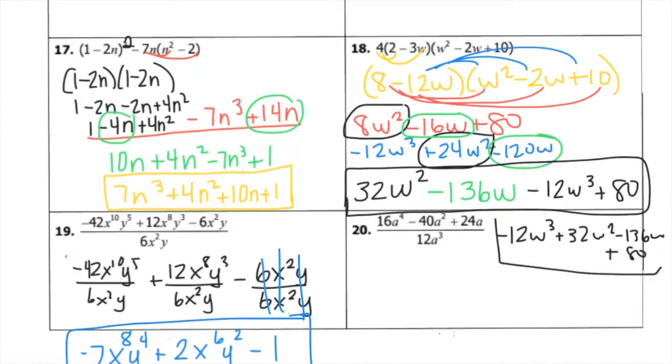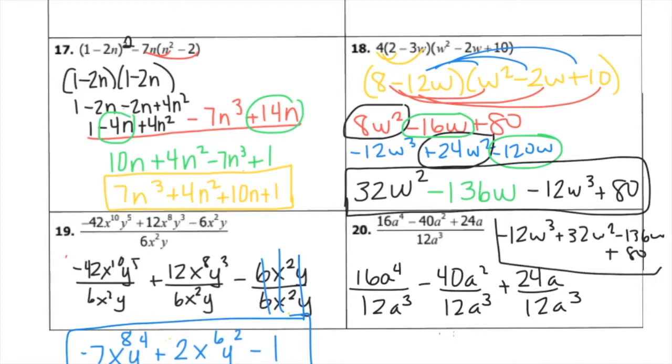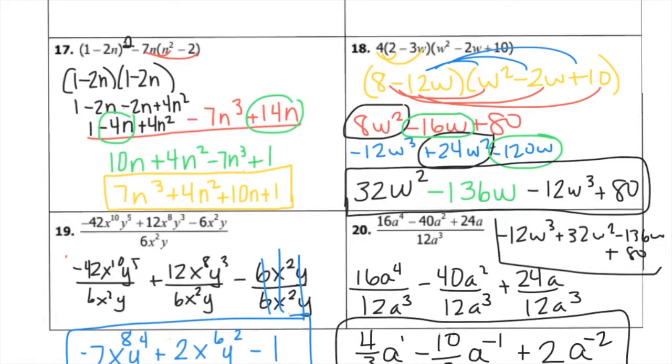And then last but not least, let's look at number 20. So write it out like this and divide. So 16 over 12, we've got to figure out what that fraction is. It's going to be over 1. 16 over 12 is 4 over 3, a to the first. 40 divided by 12, what is that? Oh yeah, it's 10 over 3, so minus 10 over 3, a to the negative first, and we're going to leave it like that, and then finally plus 2a to the negative second. So we're just going to leave our negative exponents there.